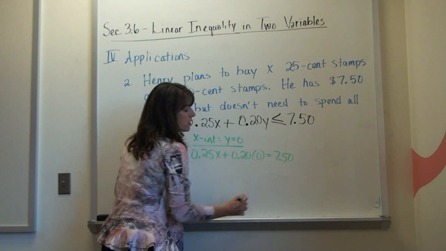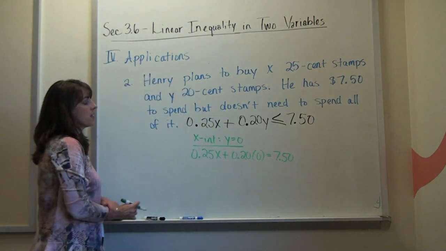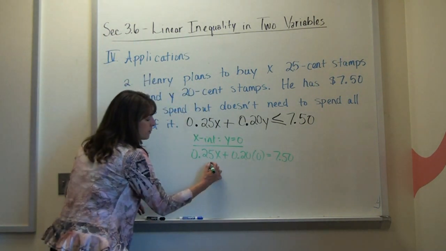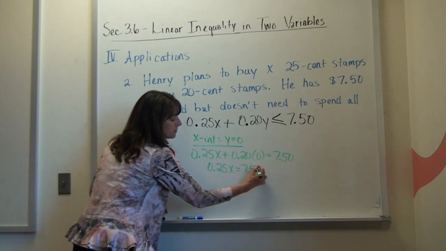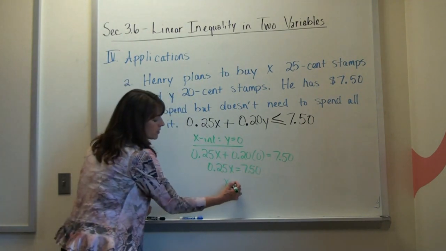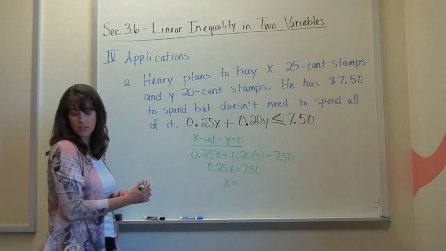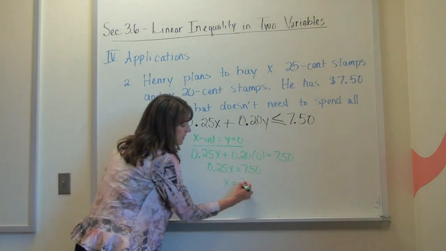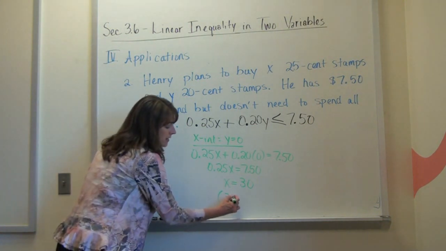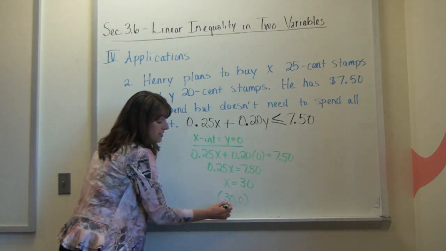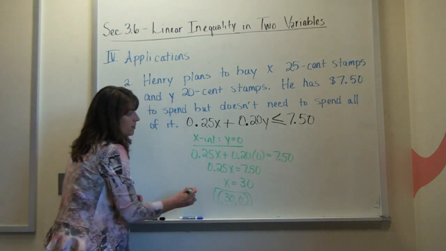Treating it like an equation because I'm graphing the line right now, this entire term will be gone, and I'll be left with 0.25x equal to 750. And then when I divide by 0.25, 750 divided by 0.25 will be 30. So there's a point on the 2D coordinate plane: x is 30, and y is 0.